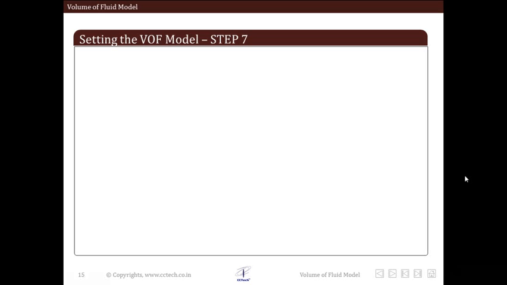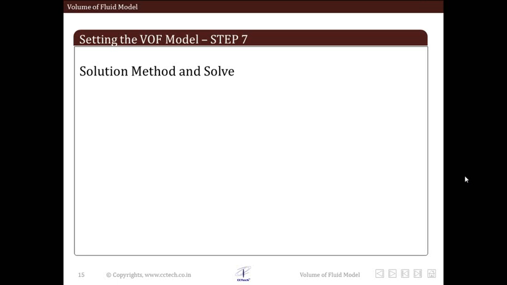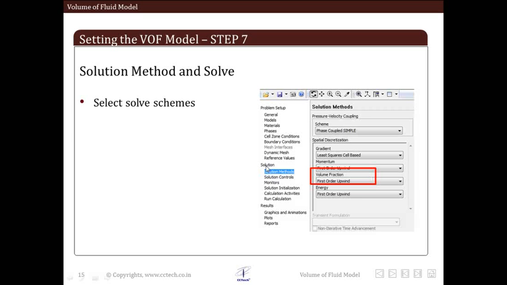Now we see the last step in our setup of the VOF model. In this, we select the solution method and we proceed to calculate the solution. We select the solver schemes, that is, we go into solution, then solution methods, and select solver schemes or discretization schemes for each of the equations. We select the pressure velocity coupling, then we select the spatial discretization schemes for gradients, momentum, volume fraction, and energy. Volume fraction is an addition when we use the multi-phase VOF model. We have to select volume fraction schemes for the volume fraction calculation as well.